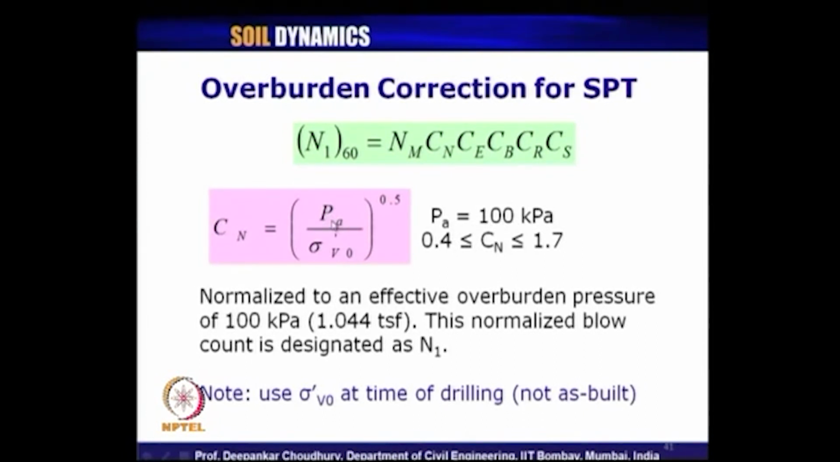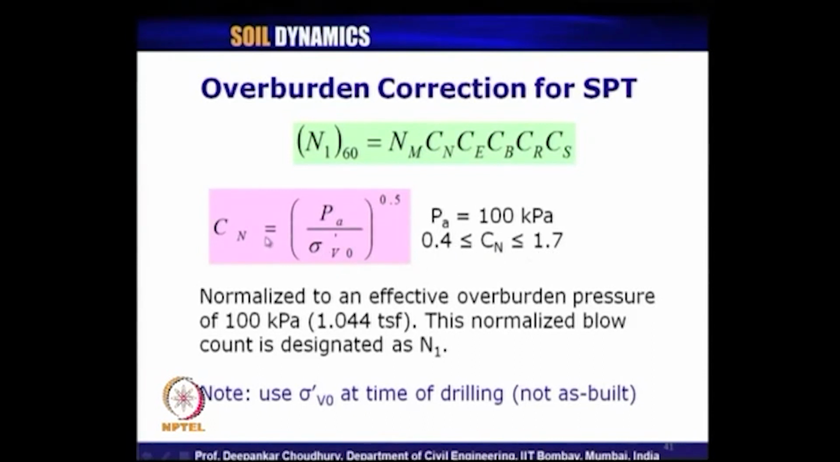Here also the same thing has been done. Sigma V naught dash is nothing but the effective vertical stress at the point where you are computing the SPT value, at that particular depth. And the corrected value of Cn should be within 0.4 to 1.7.